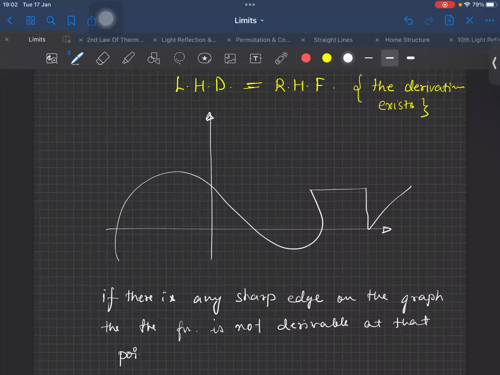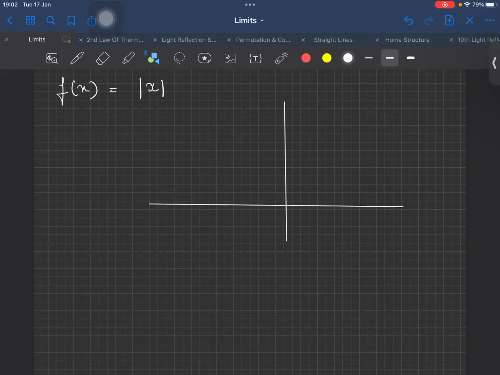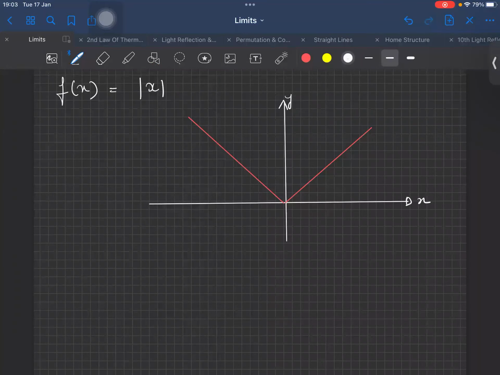The derivative at these points does not exist. Understood? Suppose the given function is y is equal to modulus of x. If you can plot modulus of x, you know how to plot it. We have seen it a lot of times. Modulus of x, you will simply draw like this. If this is your y, this is your x, so this is y is equal to plus x, and y is equal to minus x.